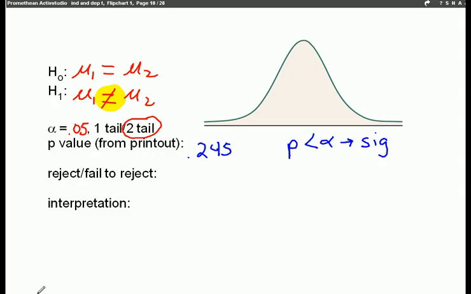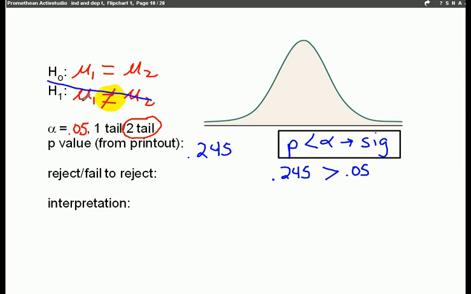The rule again, if p is less than alpha, you have significance. However, in this scenario, we found that p was 0.245 and alpha was given as 0.05. We don't have less than, we have greater than. Therefore, we do not have significance. We do not have enough to say that mu1 is different than mu2. We do not have enough to reject the null, at least not yet. We fail to reject the null, and our interpretation is there's no difference.